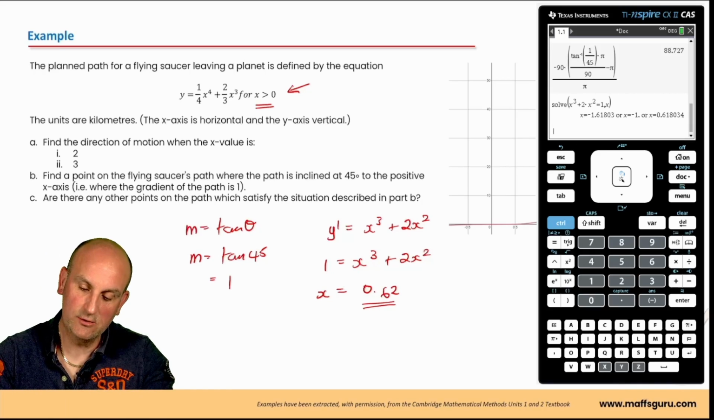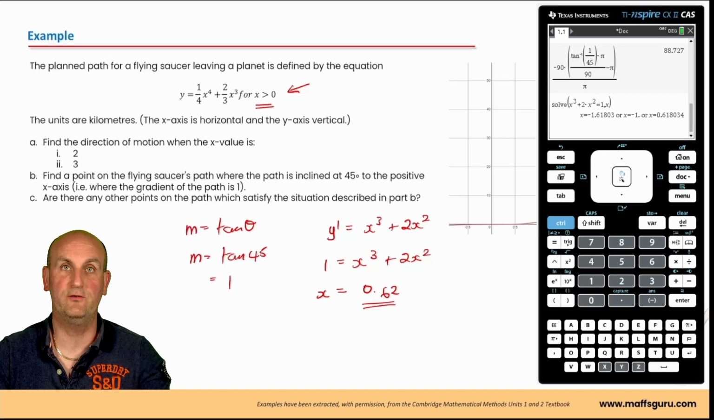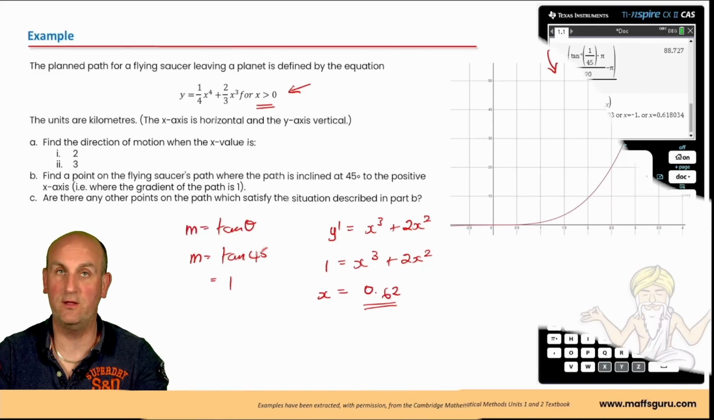What you'll notice here is the graph was very important. And my biggest advice I give to all of my students is when they give you a function, sketch it. When you can see what it looks like, it makes life so much easier for methods.